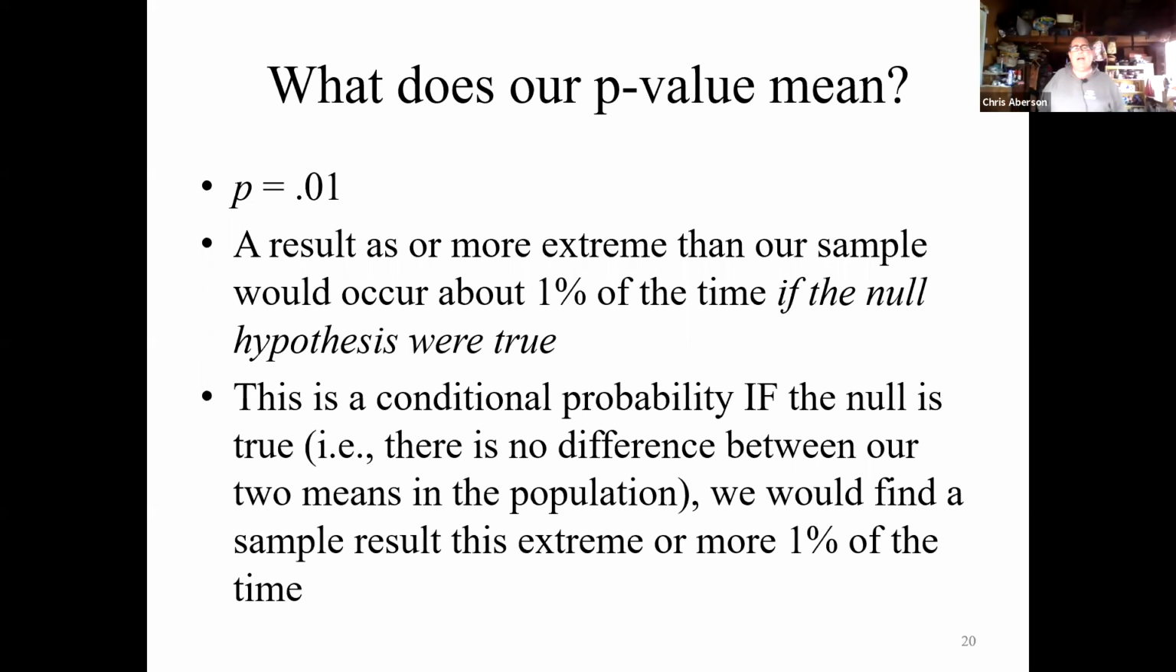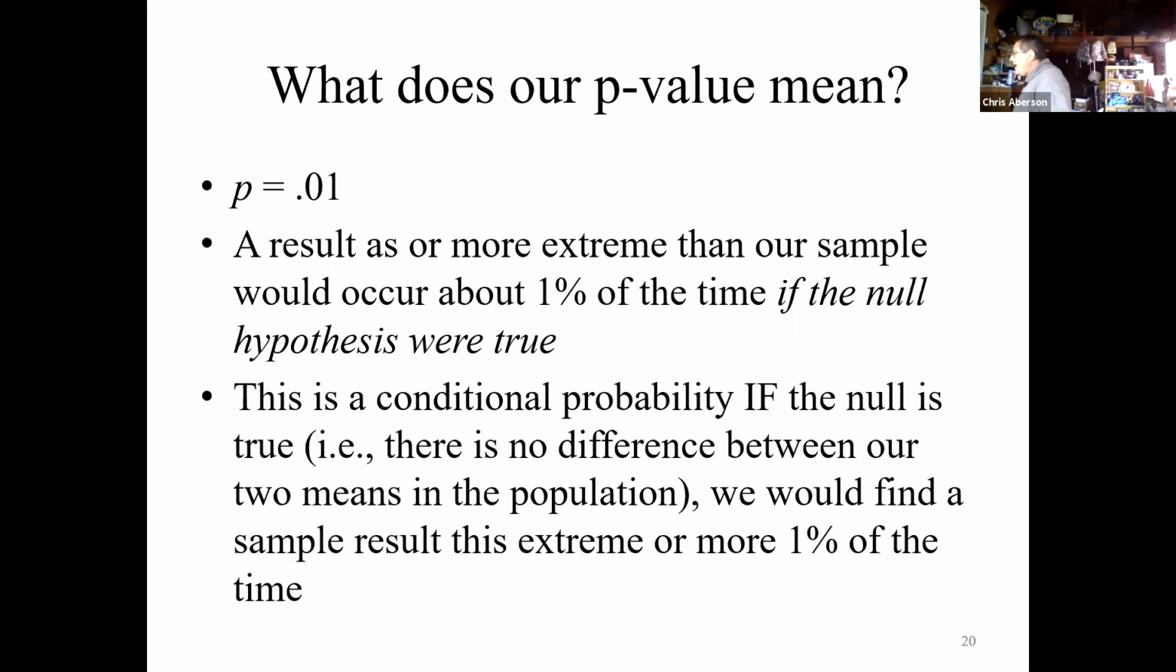So as an example, if we had a probability of 0.01, this would reflect a situation where a result as or more extreme than what our sample produced would occur about 1% of the time if it were the case that the null hypothesis was true. So given that the null is true, how likely would we find a result this or more extreme? And it's that probability that we use to make our decisions. This is a conditional probability.